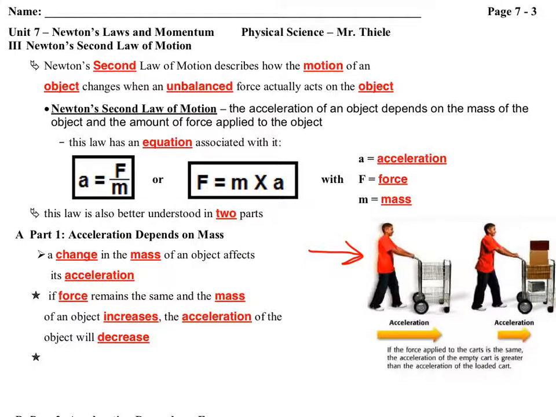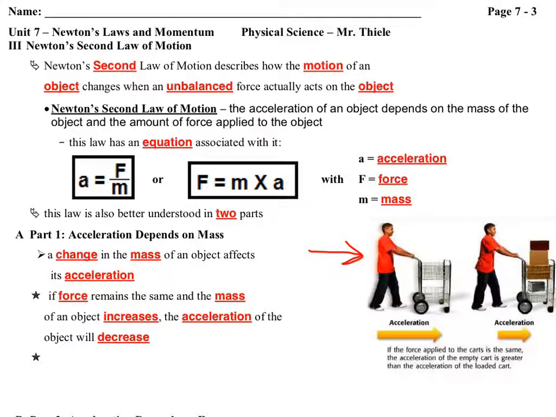This is incredibly understandable. This is something that kindergartners, I think, understand just because they're alive in the world. You push a light object and a heavy object with the same amount of force, the light object will end up going faster. And that's what Newton's second law of motion says.